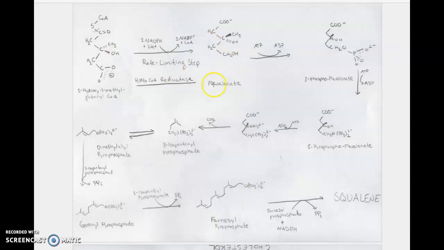And once we have our mevalonate, we use ATP, forming ADP, and we get our 5-phosphomevalonate. So we're phosphorylating it. And then we phosphorylate it again using ATP, forming ADP, and we have our 5-pyrophosphomevalonate. And then we're going to use ATP again and lose the CO2, and we'll have our 3-isopentyl pyrophosphate, and then that will become our dimethylallyl pyrophosphate.